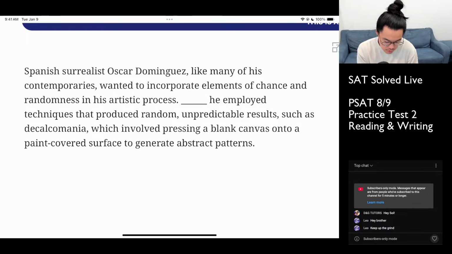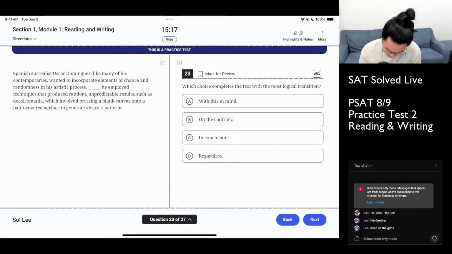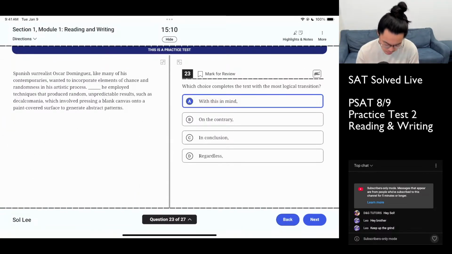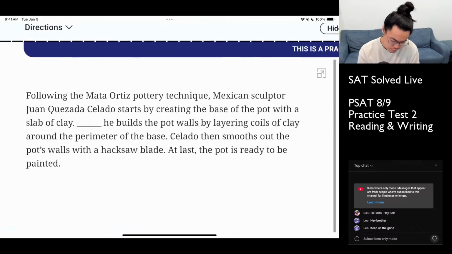Spanish surrealist wanted to incorporate randomness. For example, he wanted to, so to that end, he employed techniques. I would say "to that end." With this in mind, yep, to that end. Actually, let me just double check. I feel like that could be like a funny one. Contrary, nope. Conclusion, nope. Nope.